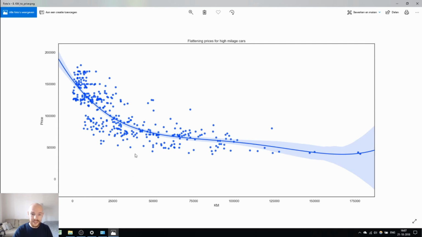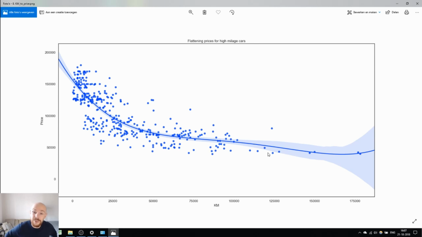We can see clearly that there's a bottom forming here in the market. And we can also see clearly that the relationship between the two variables is negative, but that the relationship is less strong here at the top end of the kilometer range. Moreover, we can see that the line is also more uncertain as the shaded area increases.